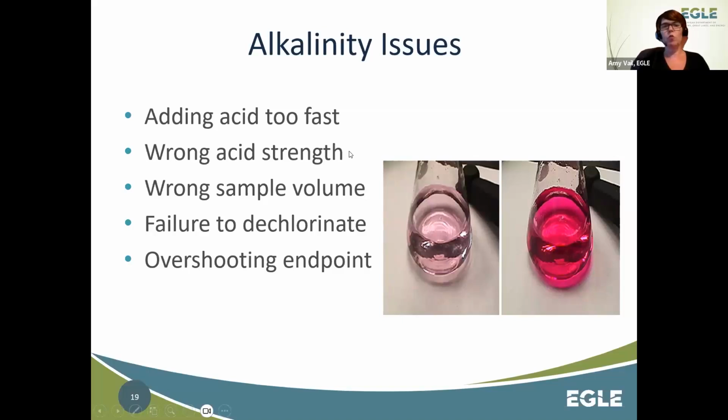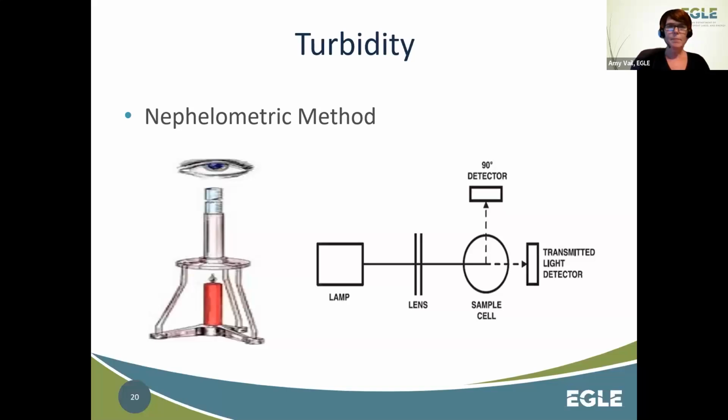Again, if you're using too weak of an acid, you're going to get incorrect results because it's going to look like it took more to get your reaction. So that's where standardizing the acid comes in, knowing the accurate concentration of your acid. Not using the correct sample volume that they lay out in the method is another issue. If you have too much liquid, you could dilute out the indicators. And again, if you don't dechlorinate, that interferes with the test too.